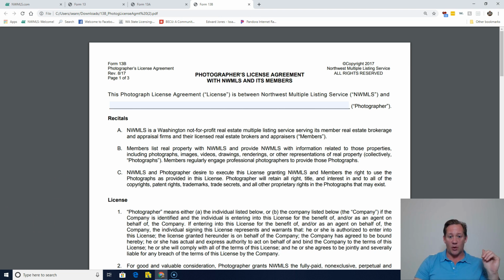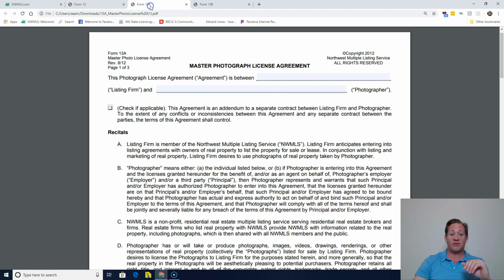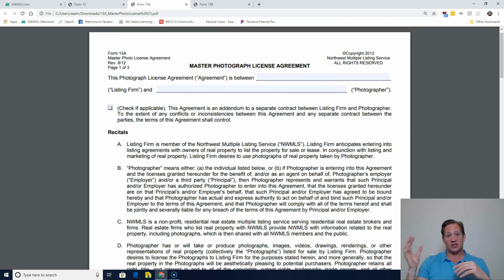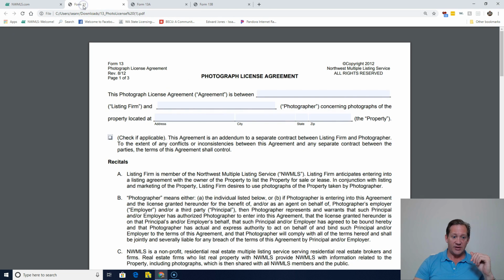The first form is Form 13B, and that's what we're looking at here. That's the photographer's license agreement with the MLS and its members. That's kind of the master agreement. So I'm starting on the macro level, and then we'll work our way down. The next form, second in line, is the master photograph license agreement, and that's between a listing firm and a specific photographer. And then the last form is the photograph license agreement. That is Form 13, and that is between a brokerage and the photographer, but it's regarding a specific property. So you outline the address specifically on this last one.